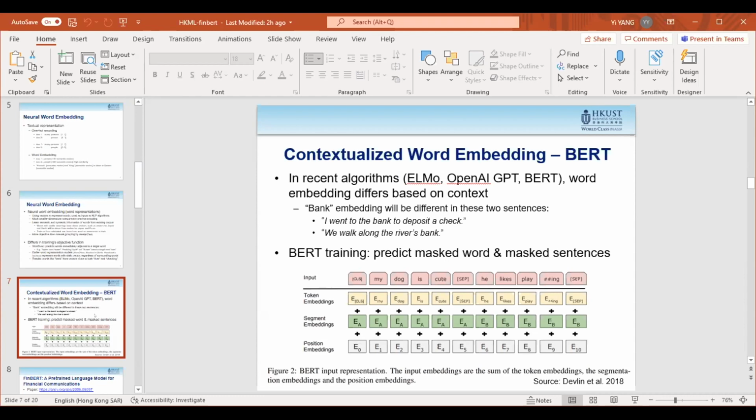The idea of this model is very similar to the traditional word embedding model. That is, to represent a word in a low-dimensional space using a vector. However, the numbers in the vector are determined by the surrounding words of that word in the sentence. That being said, the word bank will have different word embeddings in the following two sentences: I went to the bank to deposit a check, or I walked along the river bank. Both sentences have the word bank, but their vectors will have different embeddings. So this is called contextualized word embedding.